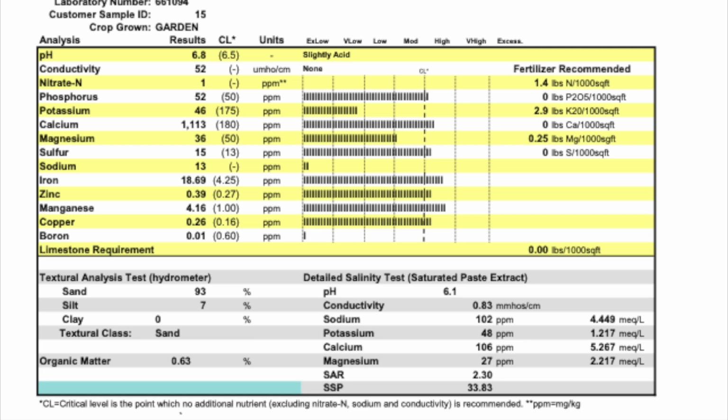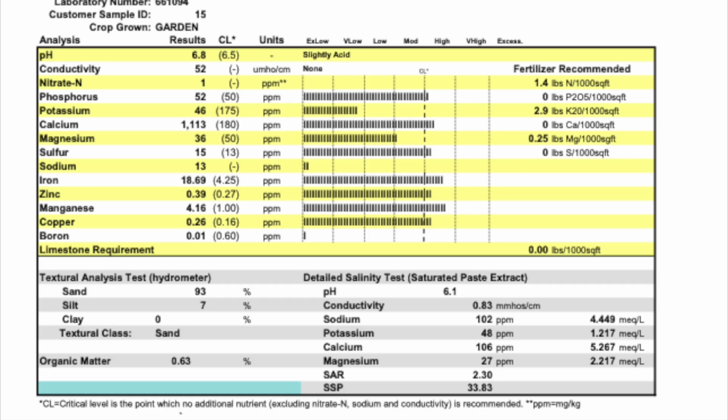The other thing is the organic matter was 0.63%. Sand doesn't hold any nutrients, and everything is leaching out. It doesn't hold anything. And so it didn't hold water. It didn't hold, like you said, anything. So that's why the organic level is so low, which I was surprised by.